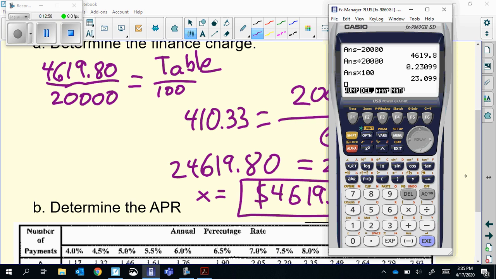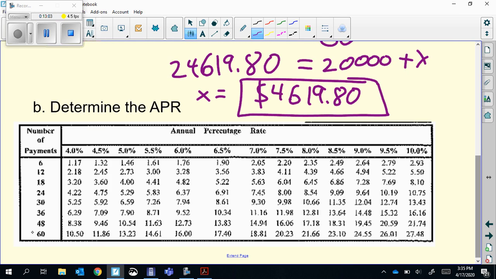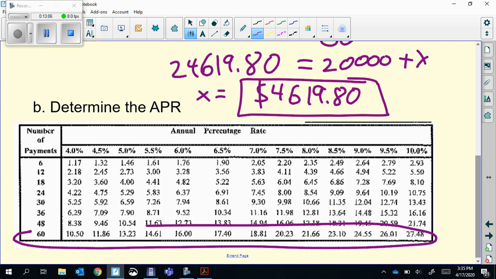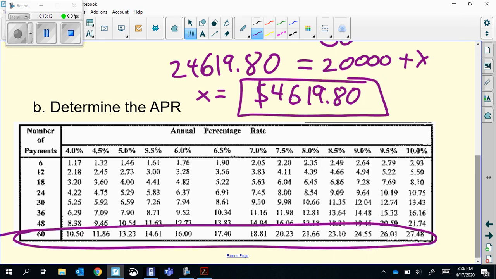We know it was also 60 months. So we are looking in the bottom row. And we said that that number from the calculator is 23.1, which is right there, which means the APR is 8.5%. So that's working that backwards, but it works out the same way. Works no matter how you need to use it. You just got to use the formulas and think through it.